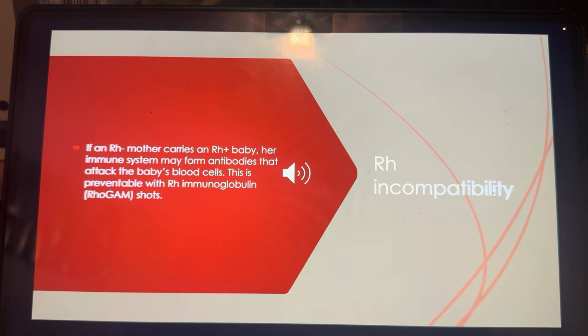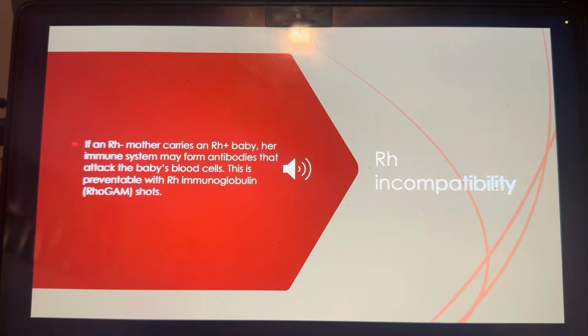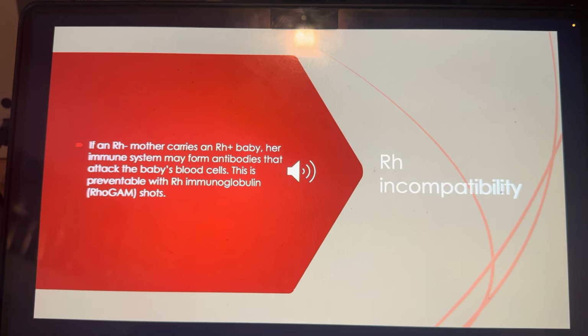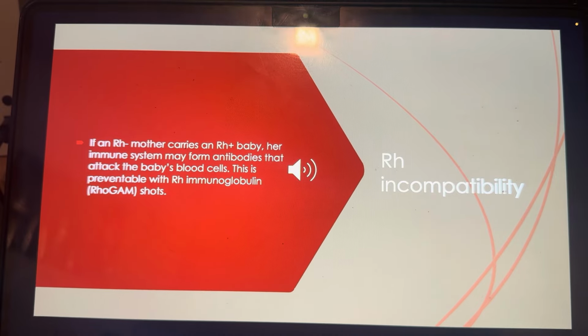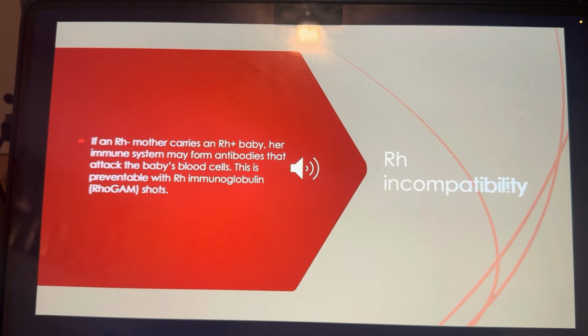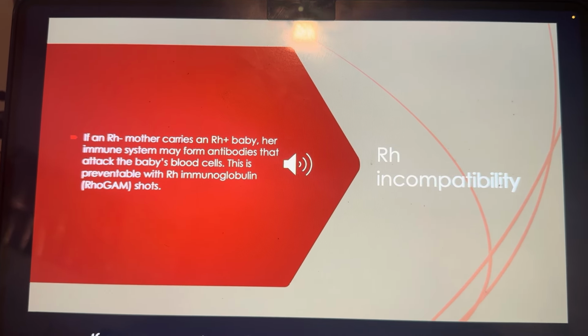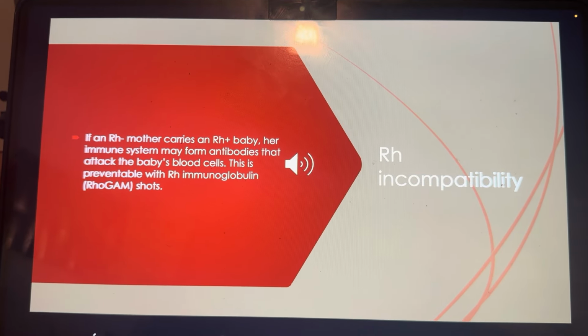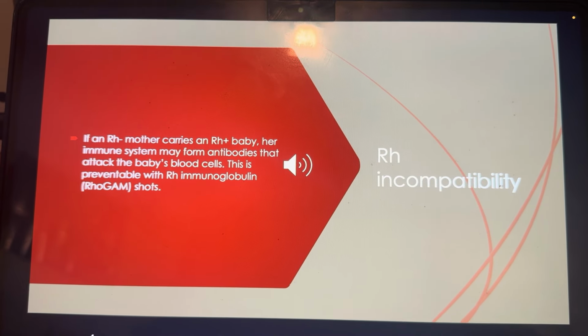Another fun fact is that pregnancies can also be affected by Rh incompatibility. If an Rh negative mother carries an Rh positive baby, her immune system may form antibodies that attack the baby's blood cells. This is preventable with Rh immunoglobulin shots.